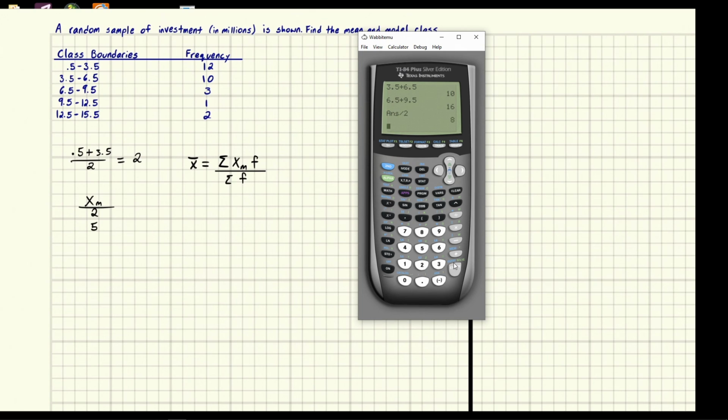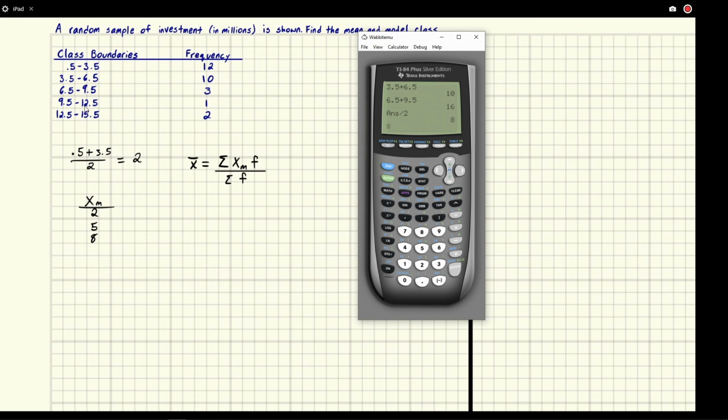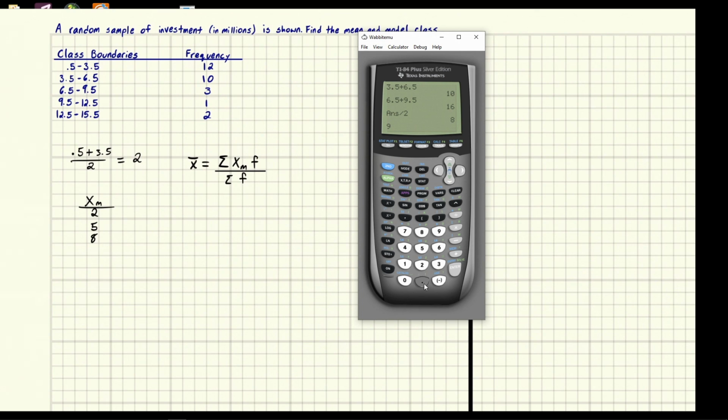Which in this case you'll get 8. And if you notice here, we're going up by 3 each time. So if you want to, you could just go ahead and use add 3 until you get to the last one. I'll go ahead and do one more the long way. So we'll do 9.5. You could do this for all of them. Totally legit way of doing it, plus 12.5.